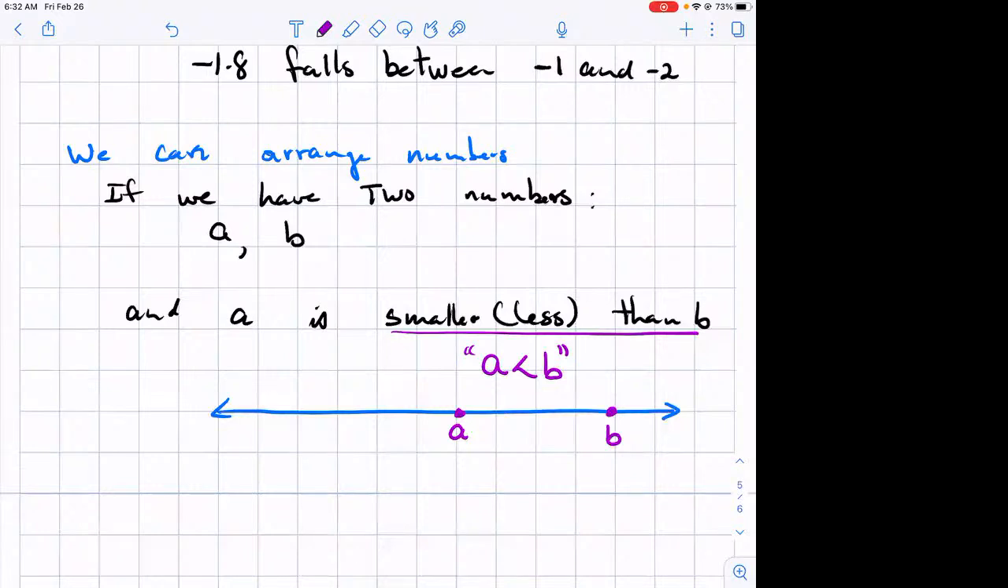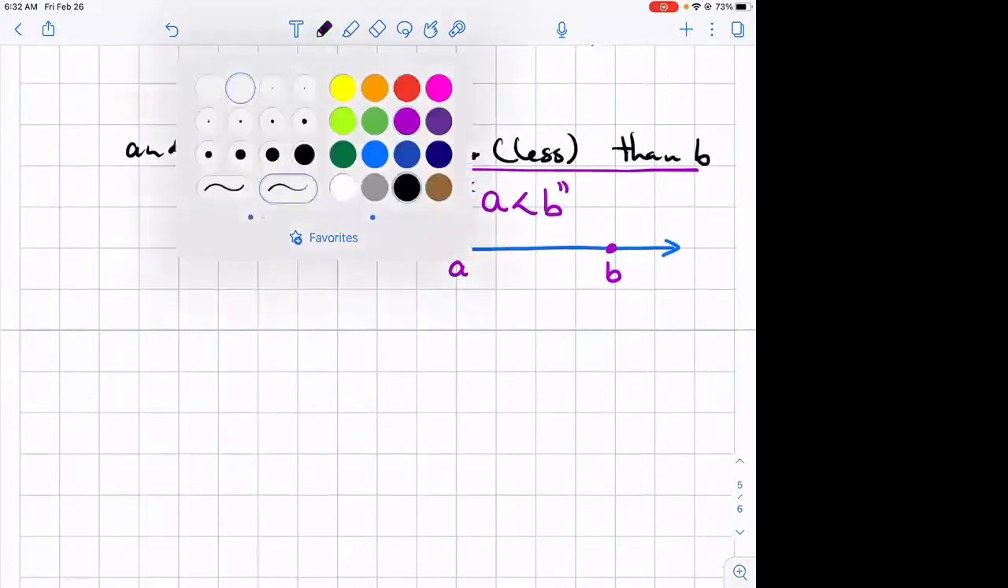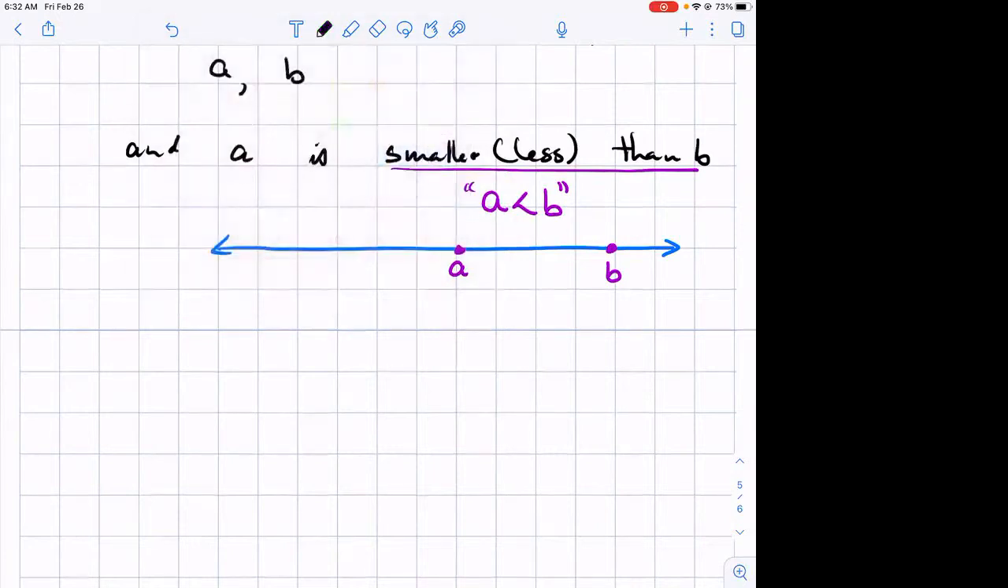Now, inequalities can describe sets or subsets of real numbers called intervals. Okay? So a set of real numbers can be called an interval. And this is what we really want to talk about now, an interval. Okay?